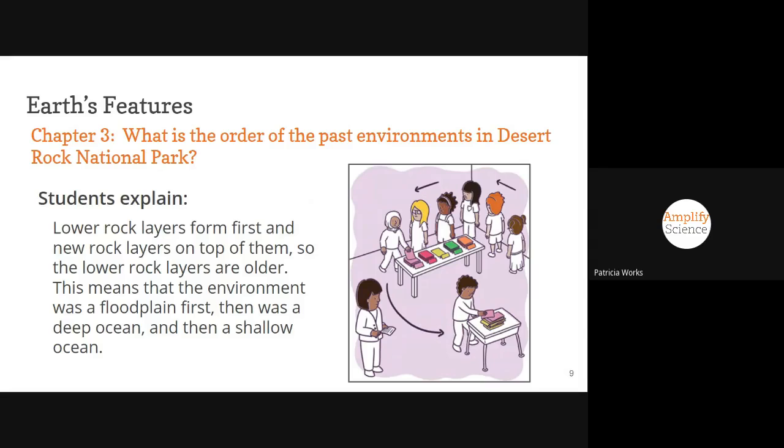At the end of Chapter 3, students are able to explain that the siltstone layer is below the mudstone layer, which is below the shale layer. Lower rock layers form first, and new rock layers form on top of them. So lower rock layers are older than the layers above them. This means that the siltstone layer formed first, and then the mudstone layer, and then the shale layer. This also means that the environment was a floodplain first, then a deep ocean, and then a shallow ocean.